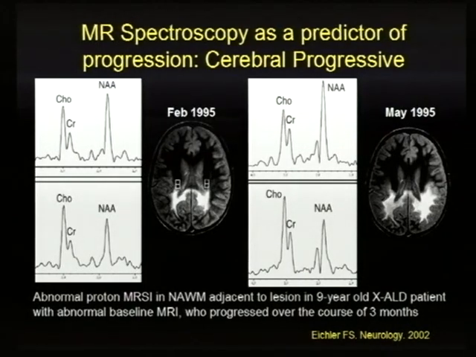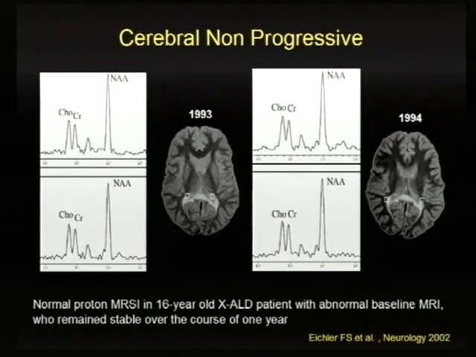We have then found that all of those patients in whom the white matter adjacent to the known abnormal white matter was abnormal by spectroscopy, all of those patients advanced. In contrast, the patient here, when we examined the area right next to his abnormal myelin, the spectroscopy was perfectly normal. And this patient did not advance.